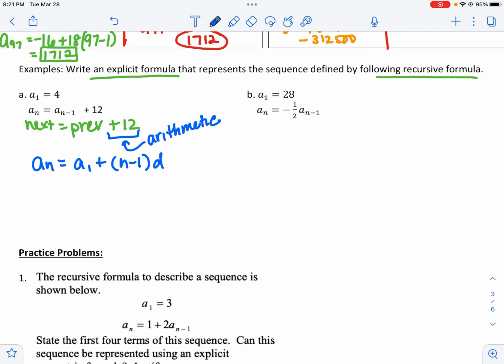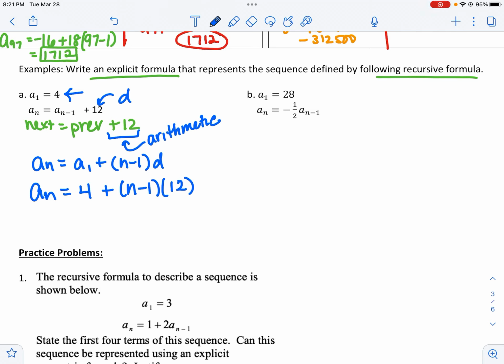This is the way the formula shows up on the reference sheet. So no, you do not need to memorize this formula. It will be given to you on any test. So a sub n, the first term they give us is 4, so that's going to go in here, plus n minus 1. And what's the common difference here? 12, because that's what you're adding. This number right here is the common difference.